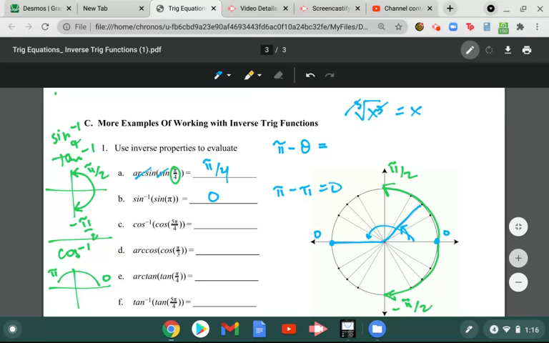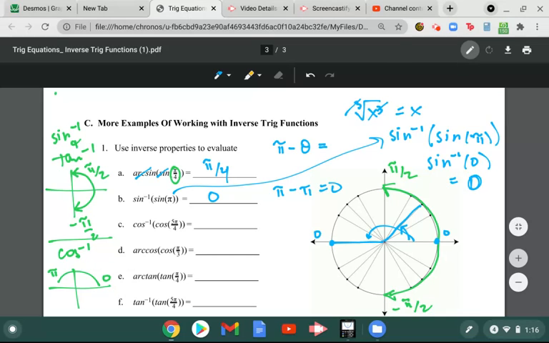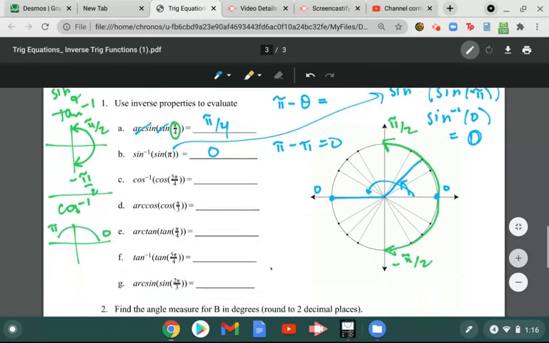We could also do the math on this one. We could do sine inverse and work the innermost parentheses first, sine of pi. The sine of pi is equal to 0. Sine inverse of 0 is equal to the angle 0. Let's do the next sine one. I know we've got a couple tans, but let's do the next sine one.